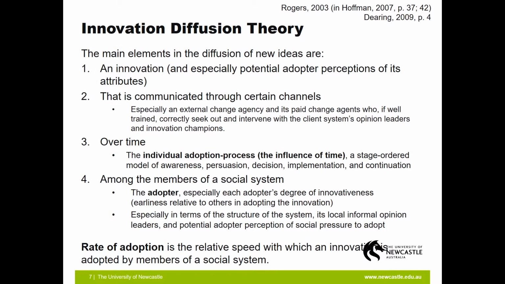But at the end of the day, at its heart, I suppose, diffusion theory is about understanding what can improve the rate of adoption of an innovation, and that's that last point there. And the rate of adoption is the relative speed with which an innovation is adopted by members of a social system. So for all of those different components, those 4 components or so that I've just briefly talked through there, what they're trying to get to is getting us to a point where we can increase and speed up the adoption of our particular innovation by looking at these different elements.